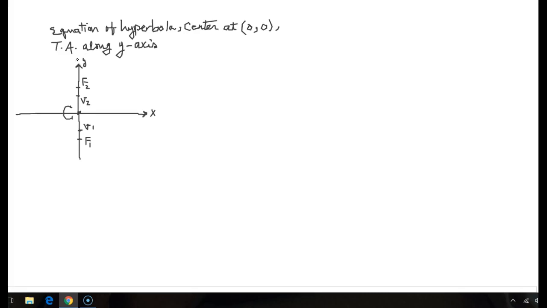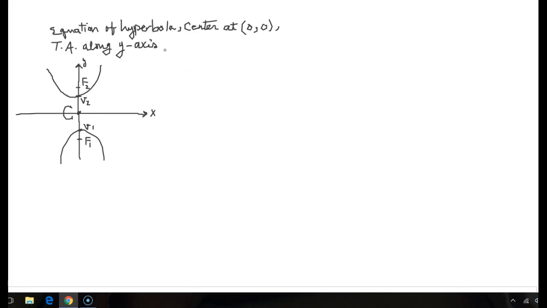So if that line that passes through these 5 points is along the y-axis, then the shape would be this. I drew the x and y axes already for you, and you see that all these 5 points are on the y-axis, and therefore the hyperbola will look like this: it opens up and down, passing through the vertices, and it has the foci inside.